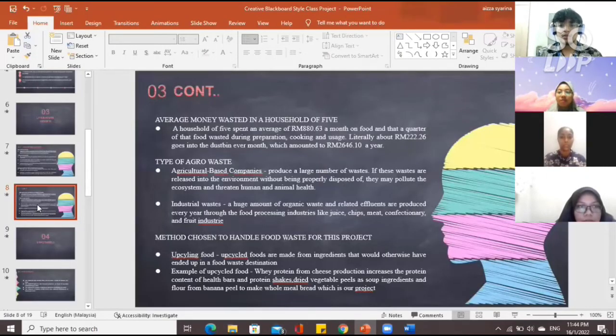So the method that we have chosen to handle food waste for this project is upcycling food. Upcycled foods are made from ingredients that would have otherwise ended up in food waste destinations. Examples of upcycled food are whey protein from cheese production, which increases the protein content of bars and protein shakes, dried vegetable peels as soup ingredients, and flour from banana peel to make whole wheat bread, that is our project. So that's all for the literature review, and we will continue with the hypothesis.